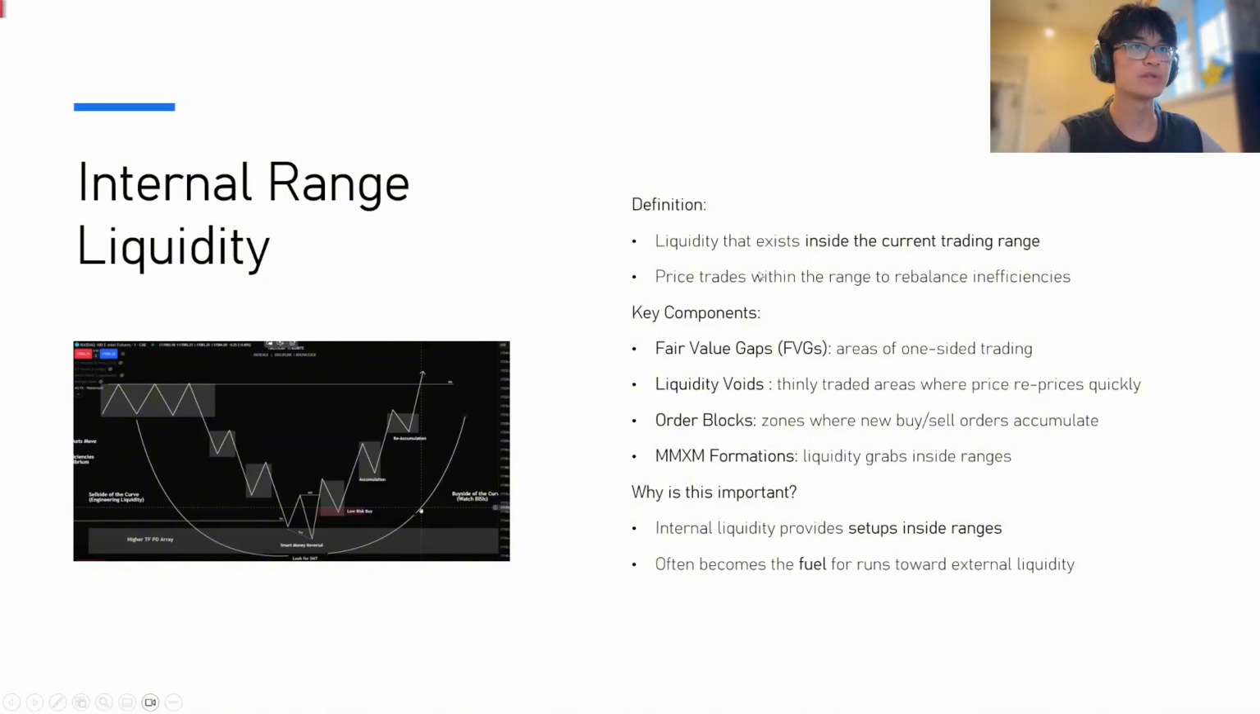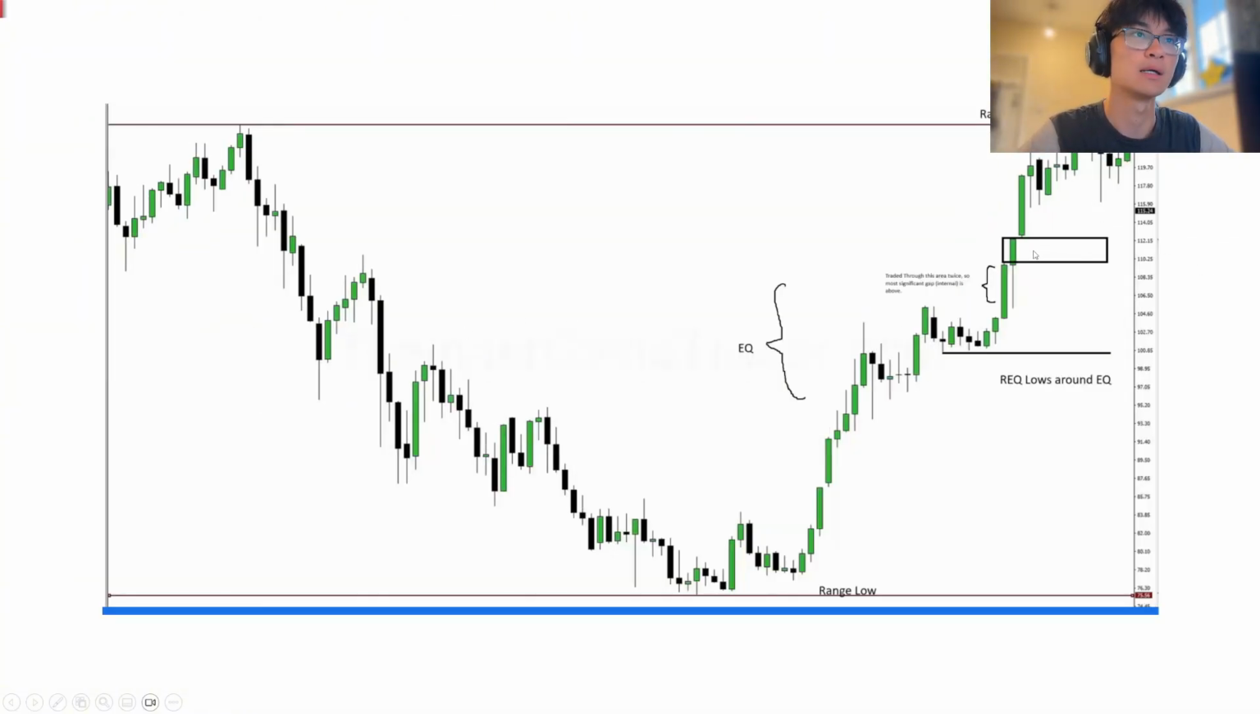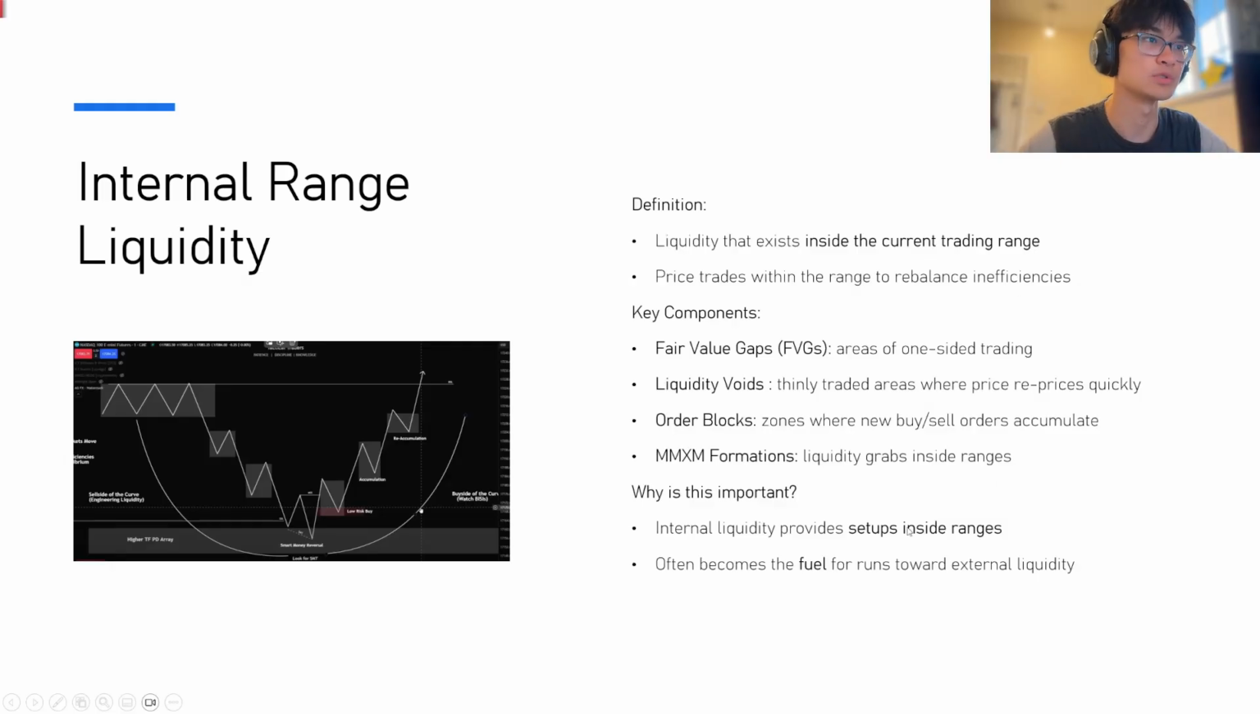So price trades within the range to rebalance these inefficiencies. So those are internal liquidity. So why is it important? Internal liquidity provides setups inside ranges.